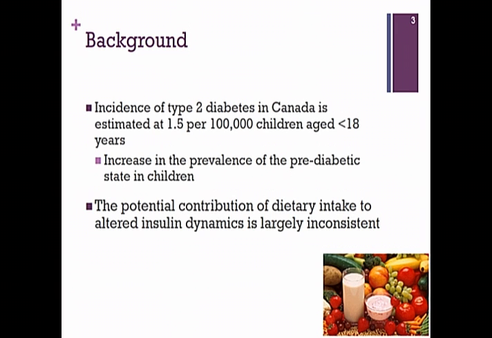We all know here that type 2 diabetes is not an adult-only disease. In fact, the minimal incidence here in Canada of type 2 diabetes is estimated at 1.5 per 100,000 children aged less than 18 years. And there's an increase in the prevalence of the pre-diabetic state in children, particularly among children who are obese. Obesity is the main risk factor for type 2 diabetes. But little is known on the potential contributions of dietary intake to altered insulin dynamics in children.